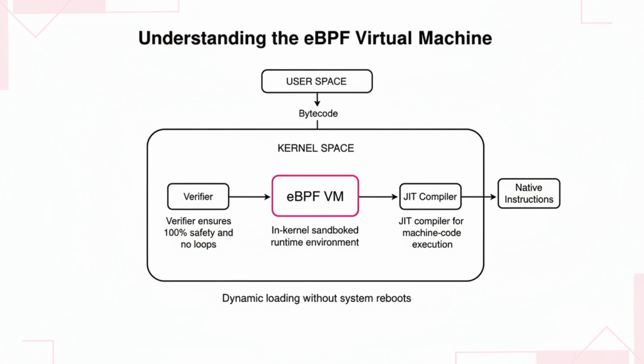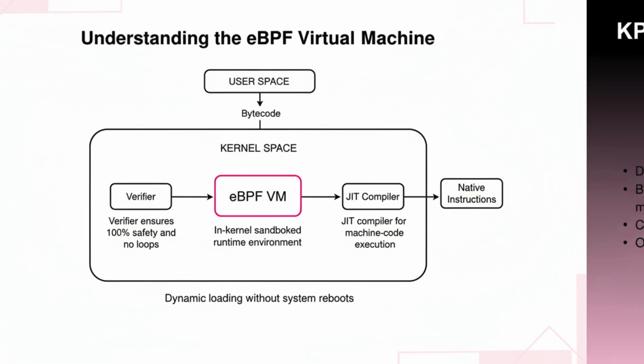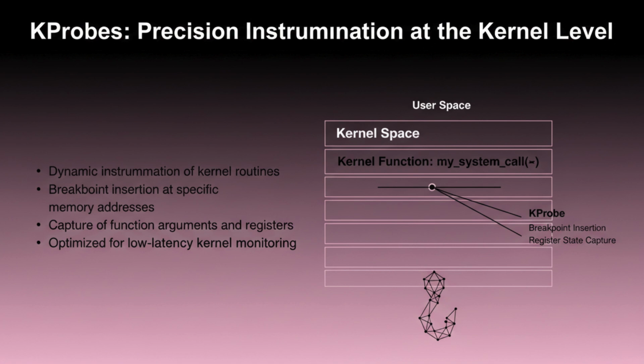We are essentially turning the Linux kernel into a programmable observability engine, allowing for dynamic inspection of application behavior at the lowest possible layer of the stack. KProbes, or kernel probes, are the specific mechanism we use to break into any kernel routine. When a kprobe is registered, it replaces the instruction at a specific address with a breakpoint. When execution hits that point, the eBPF program is triggered. This allows us to inspect registers, function arguments, and return values.